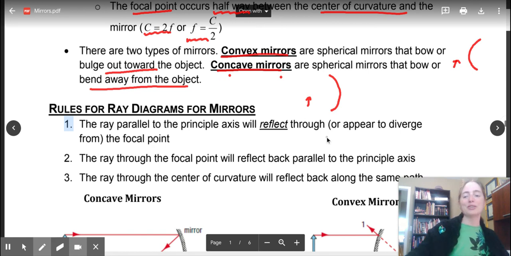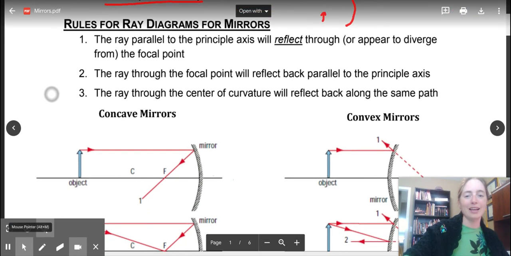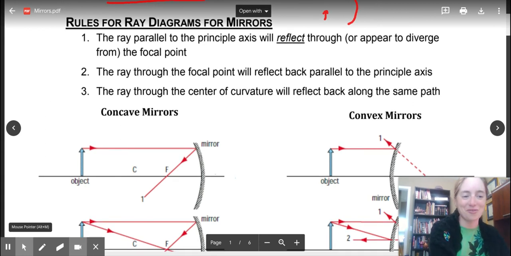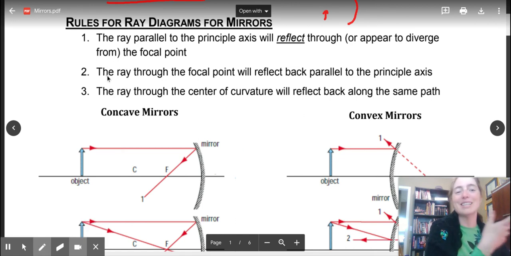Okay, so ladies and gentlemen, let's look at some ray diagrams. With the ray diagrams, some of the ideas are going to be very similar to what we looked at with lenses. Our rules are going to be a little bit different.